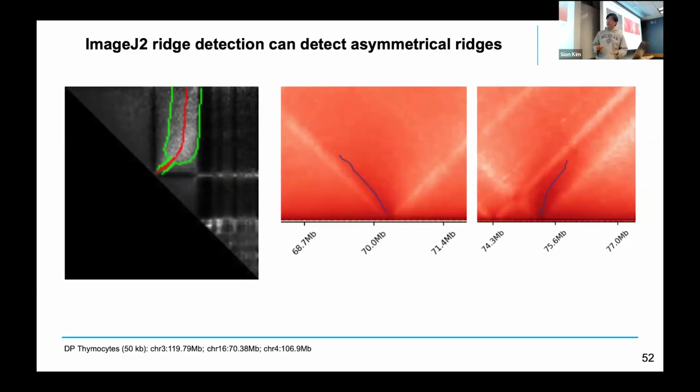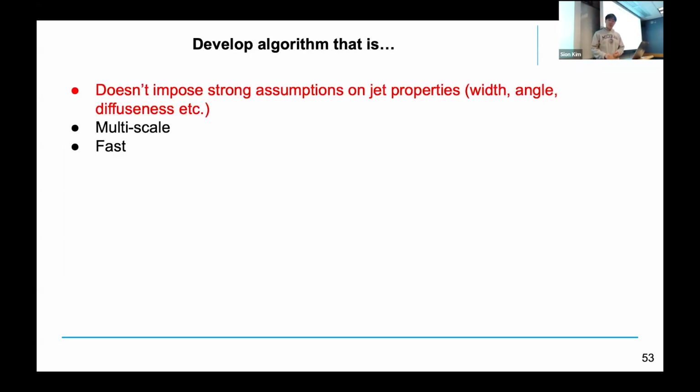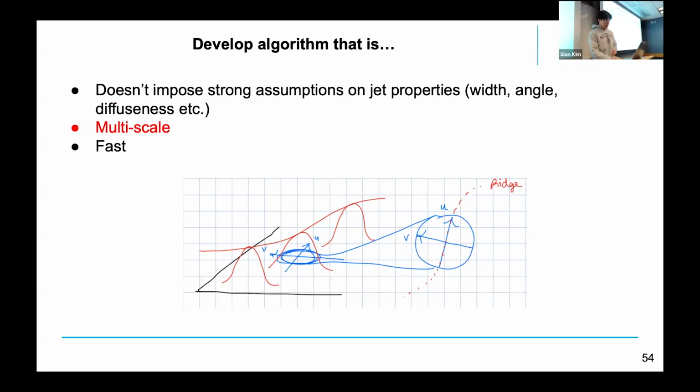And so these are some results on the Hi-C data, and you can see that it detects jets that have a certain kind of curvature to them. So we addressed this first point, but now I'm going to address the multiscale part. I haven't really talked about that.